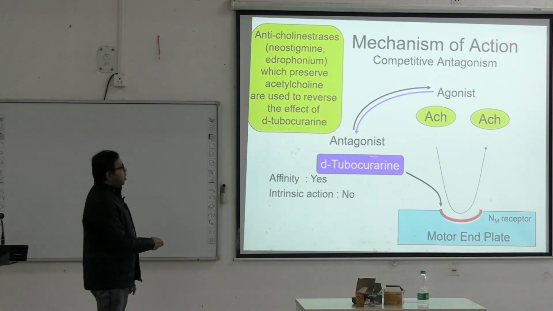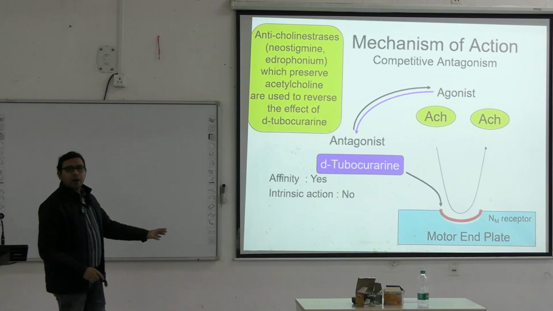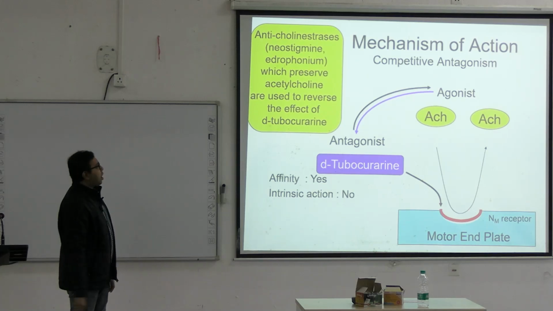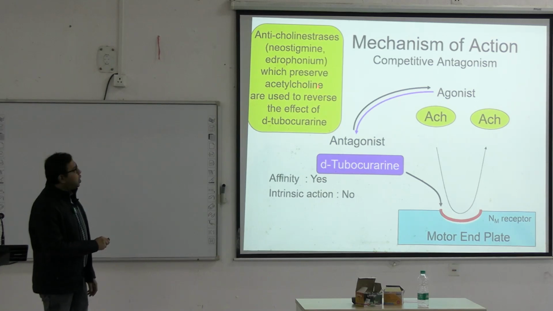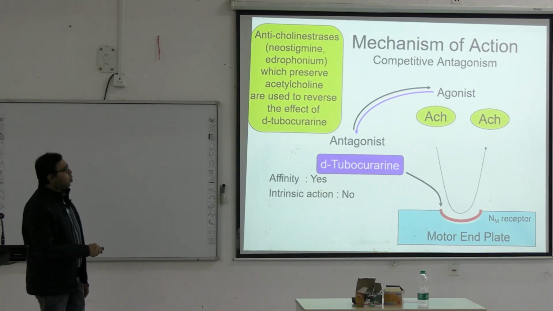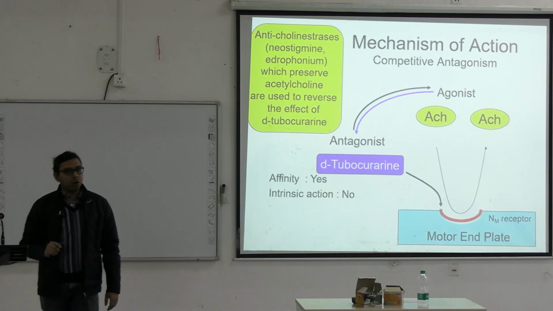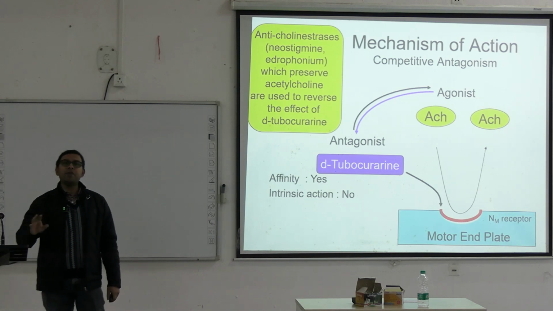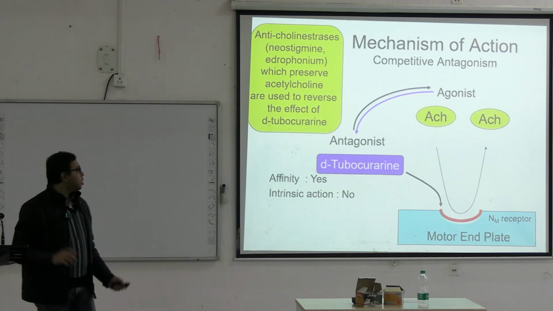The same thing we have already seen, this is the motor end plate. d-Tubocurarine is the prototype drug, like Pancuronium, Vecuronium, etc. When they attach, the acetylcholine cannot attach here, and ultimately it will be repulsed back. So anticholinesterases like neostigmine or edrophonium preserve the acetylcholine, so there will be more acetylcholine. Ultimately they can reverse the effects of these competitive neuromuscular blockers. So it is clear: the action of competitive neuromuscular blockers can be reversed by an anticholinesterase agent, for example neostigmine.